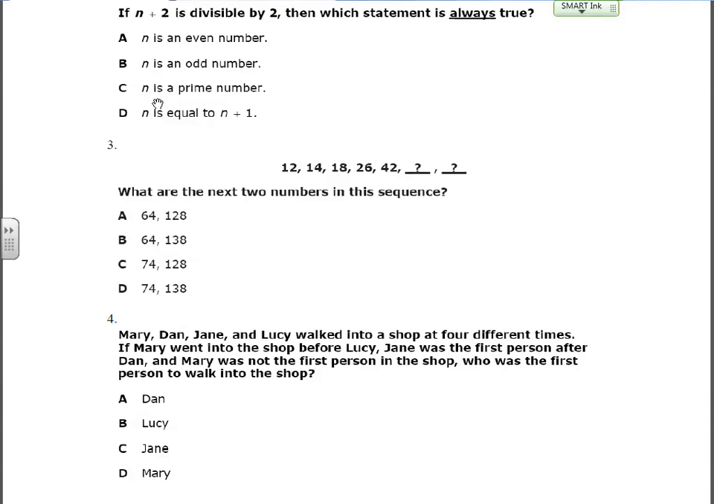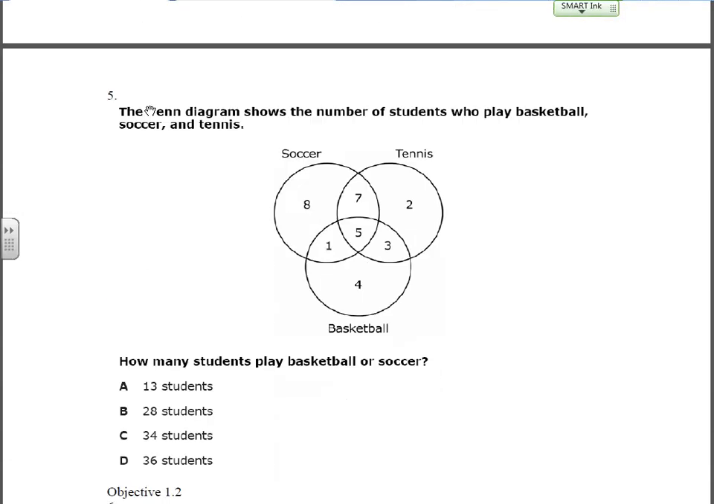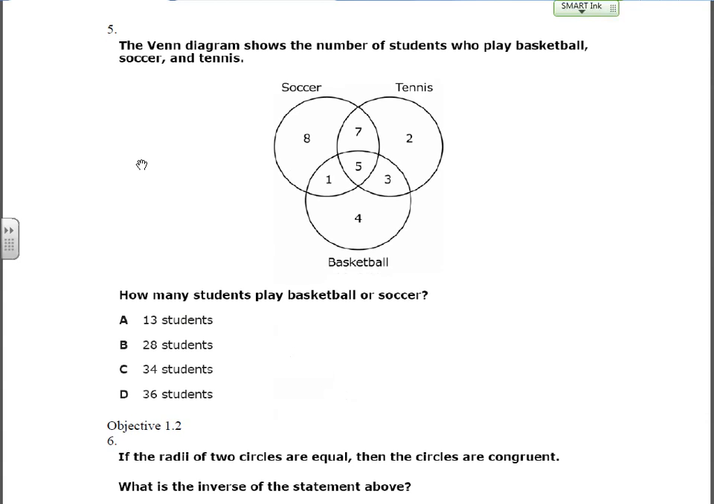I want to bring up number 5. You probably have had Venn diagrams before. I trust at some point. We just haven't talked about them specifically this year. So who can tell me how a Venn diagram works? How do you read it? How do you interpret it?